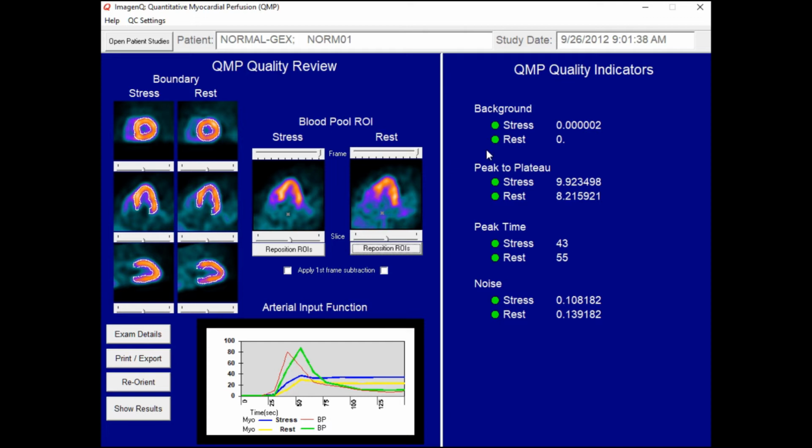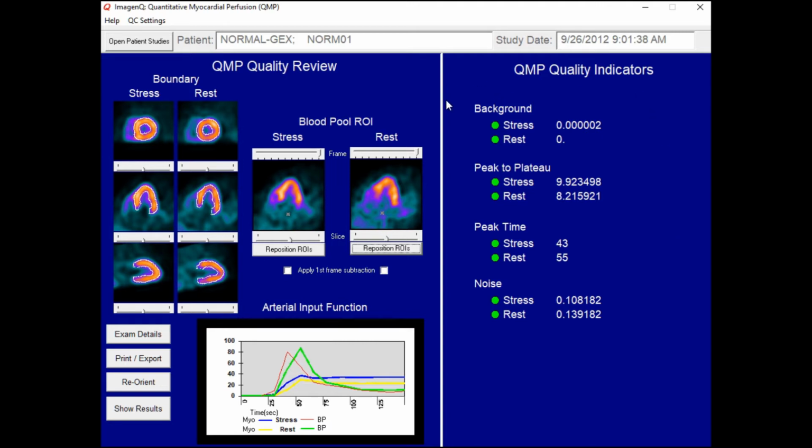Then finally, to help us with the quality assessment, we come to the final panel, which includes assessments for the background, the peak to plateau, the peak time, and the noise. I'm going to go over in detail what each one of these represent.